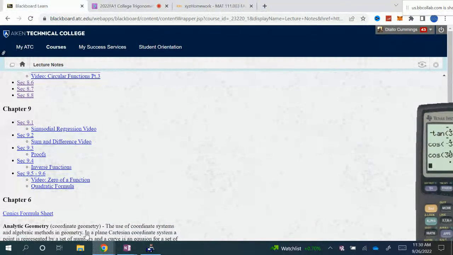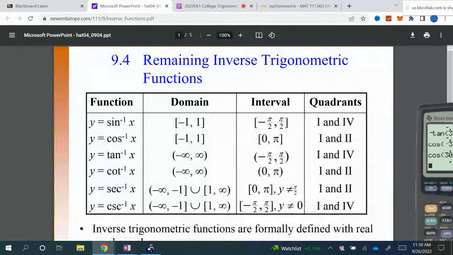All right, so in this chapter 9 where it says inverse functions, I'm just going to bring that up briefly. So notice here we have the chart, and notice that in the first column of the chart we had a function, and in the third column, these are the two most important columns, we have the intervals in which the inverse functions lie. So for example, the arc sine lies in between negative pi over 2 and pi over 2.